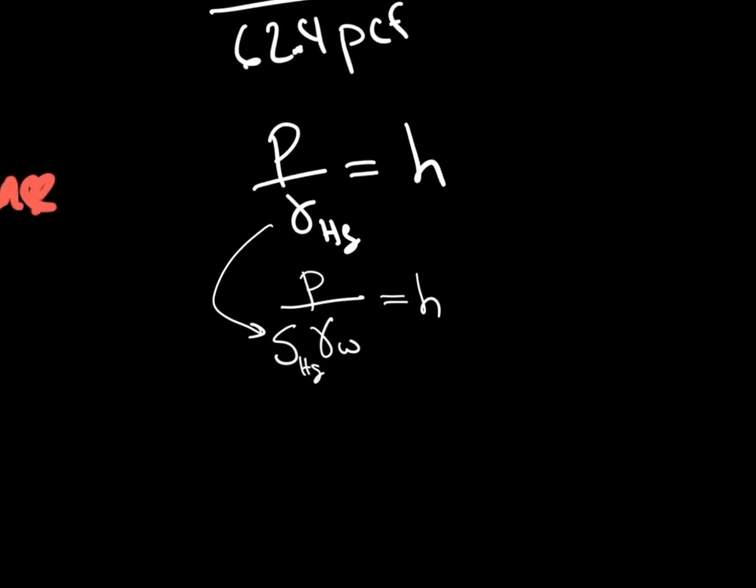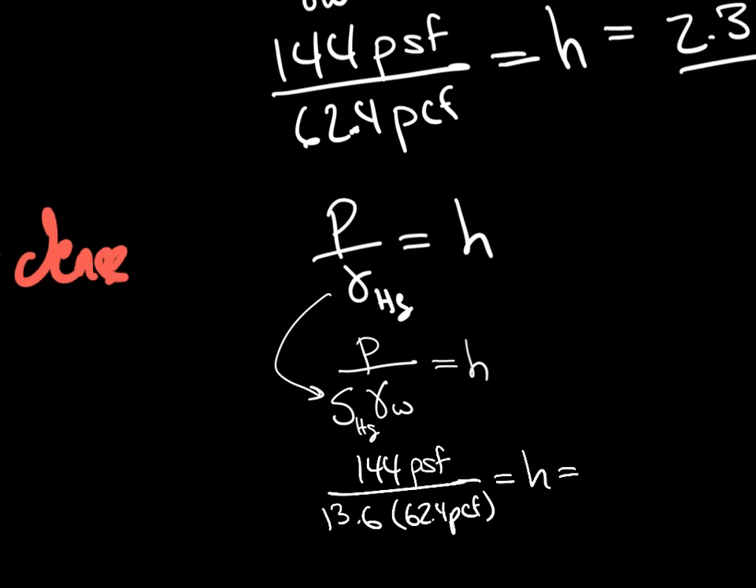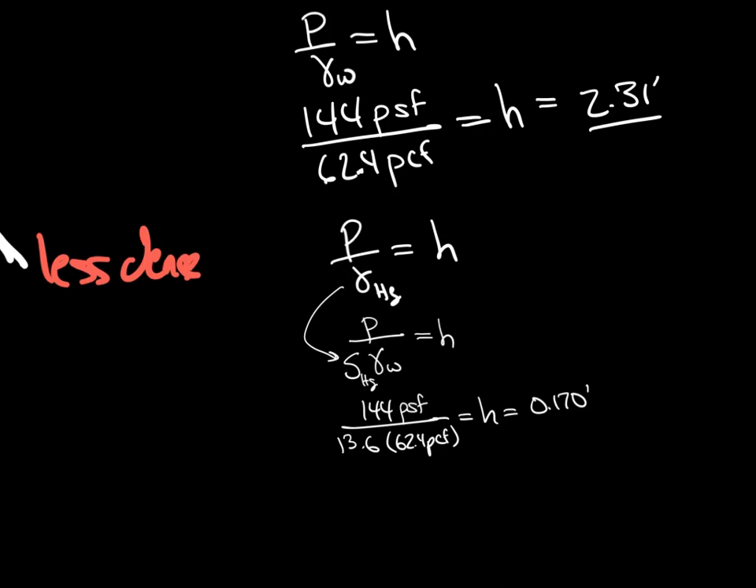So the same thing. Now I'm talking about 1 psi. So we've got 144 psf divided by the specific gravity of mercury, 13.6, or sometimes 13.55, times the gamma of water, which is 62.4 pounds per cubic foot, equals H. And in that case, it equals 0.170 feet. So 0.17 feet of mercury, and if this one's water, we'll have 1 psi at the bottom.